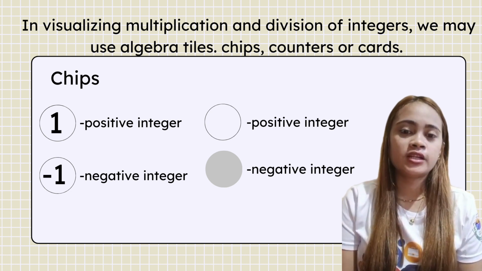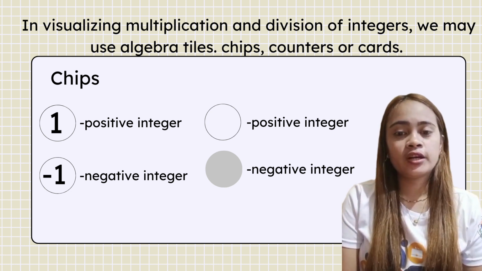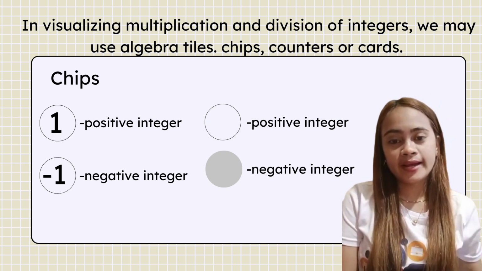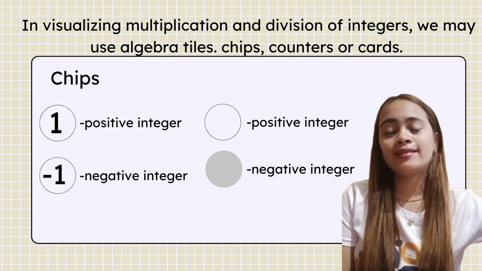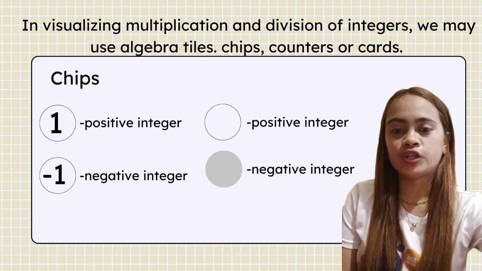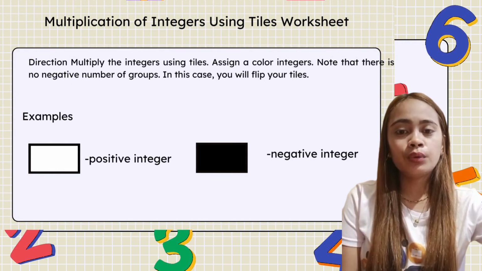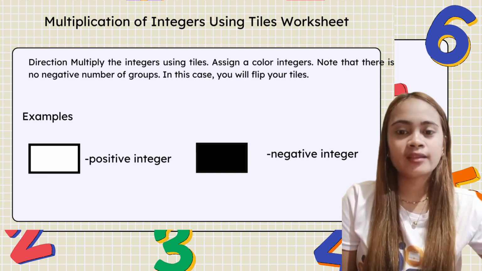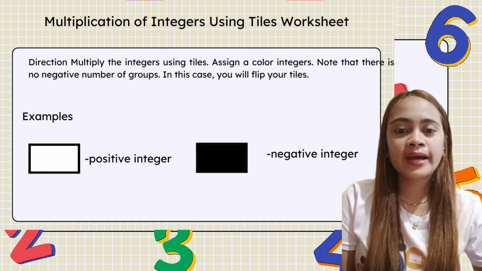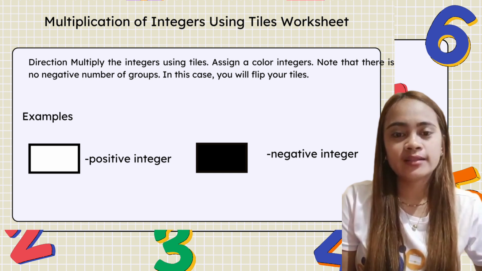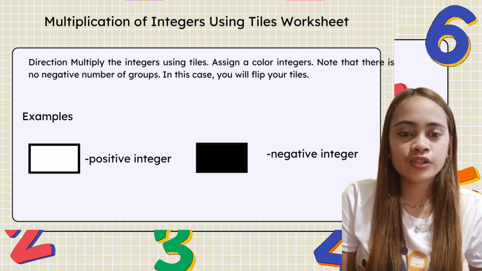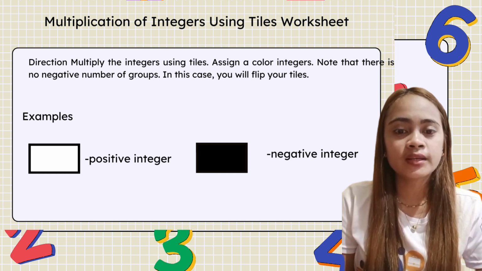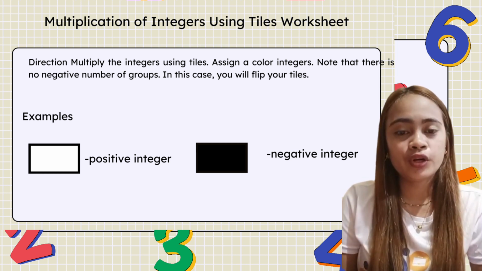In visualizing multiplication and division of integers, we may use algebra tiles, chips and counters, or cards. So, sa chips, andyan yung positive integer and also the negative integers. Same lang siya sa tiles, the positive integers and the negative integers. So, in multiplication of integers using tiles worksheet, direction: multiply the integers using tiles. Assign a color to the integers. Note that there is no negative number of groups. In this case, you will flip your tiles.